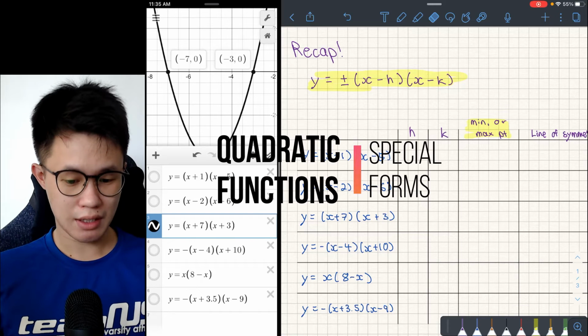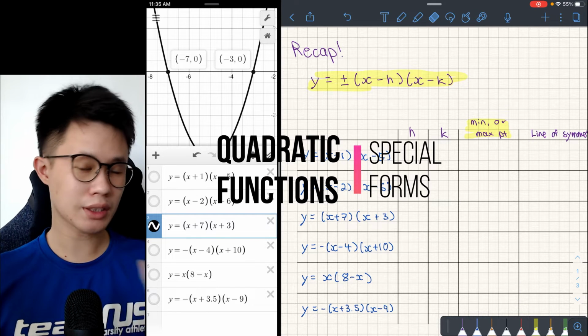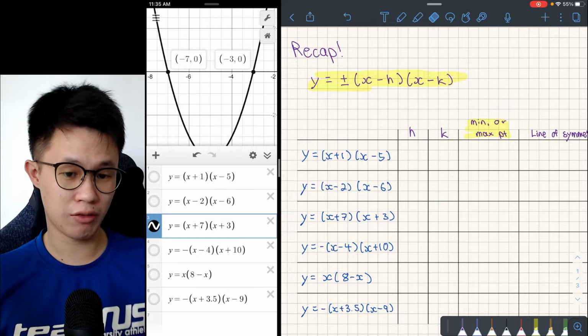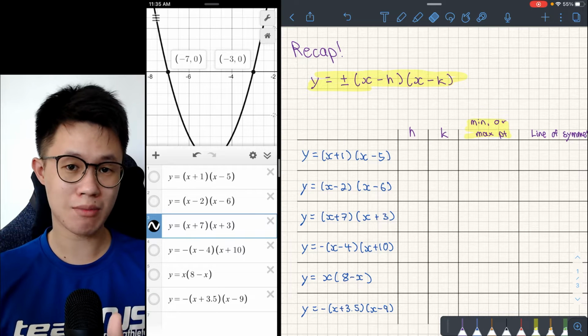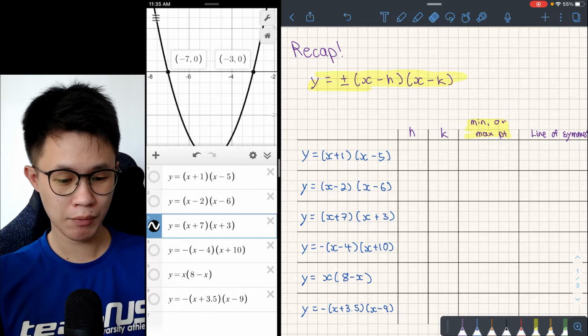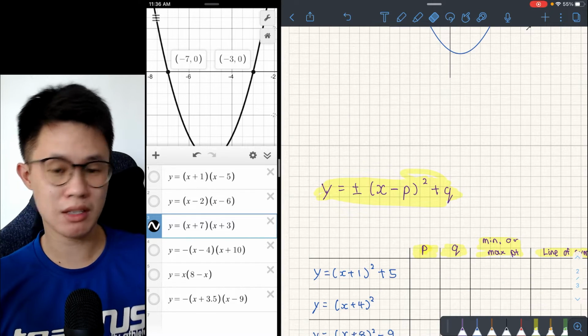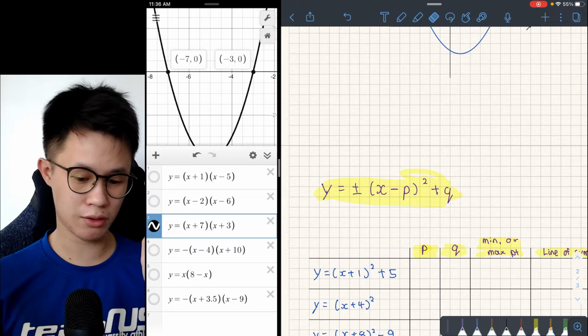Okay, welcome to this lesson on quadratic equations. Today we'll look at two kinds of quadratic equations: in the form y equals plus or minus (x minus h)(x minus k), which is the one you see on screen, and the second one, y equals plus or minus (x minus p) squared plus q.